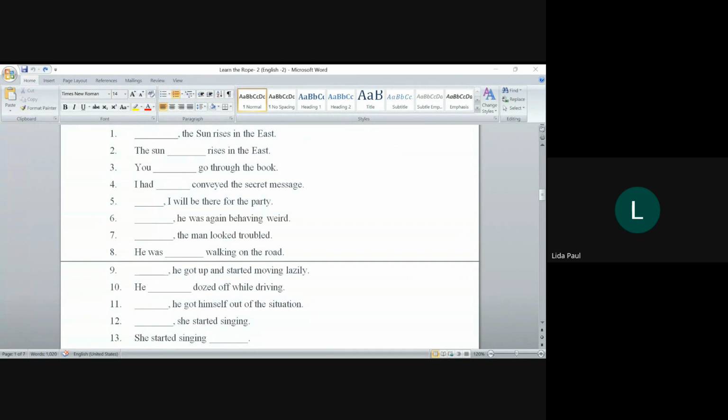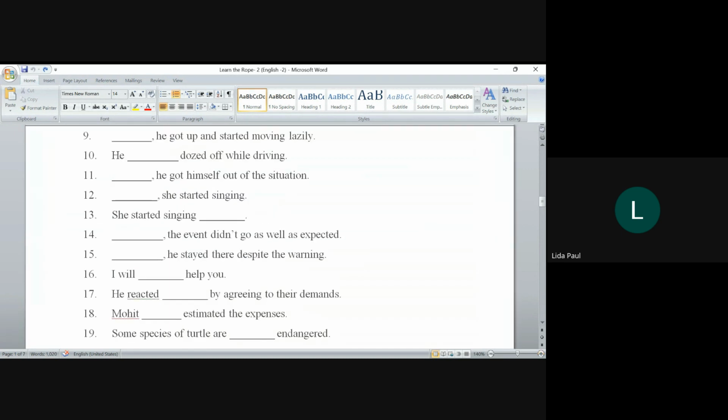Then next one, fourth one, I had dash conveyed the secret message. Confidentially. Confidentially, correct. So there's a cue in your sentence itself. I have confidentially conveyed the secret message, right? Secret itself says that you will have to use the word confidentially. Okay, next one.